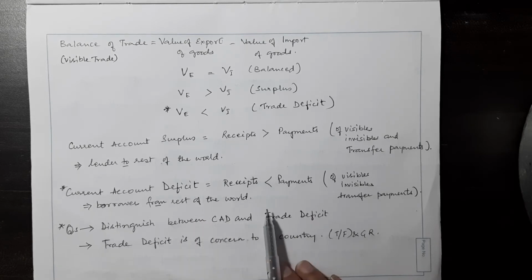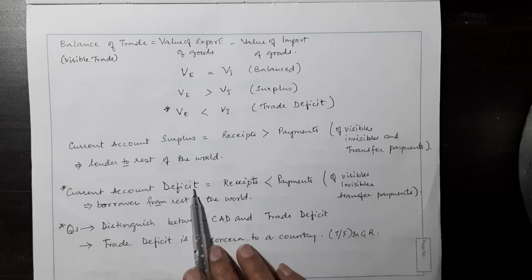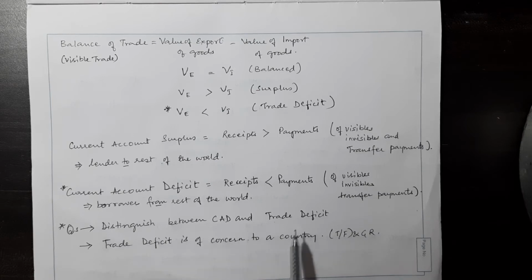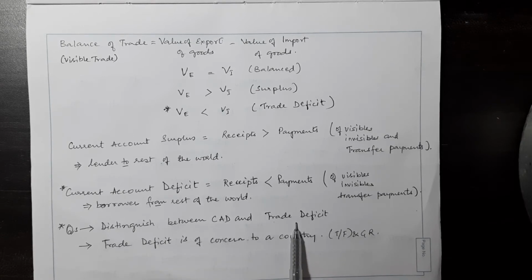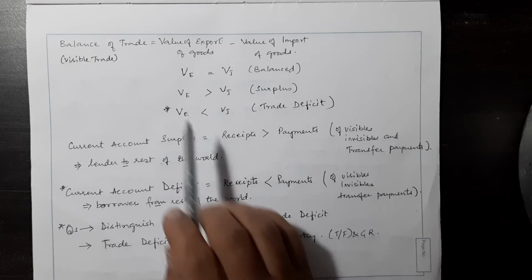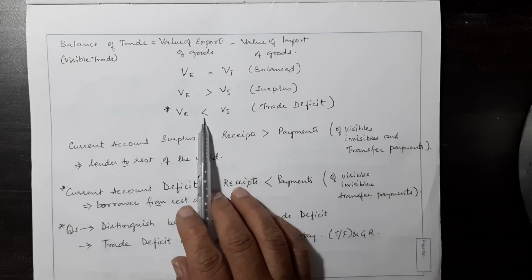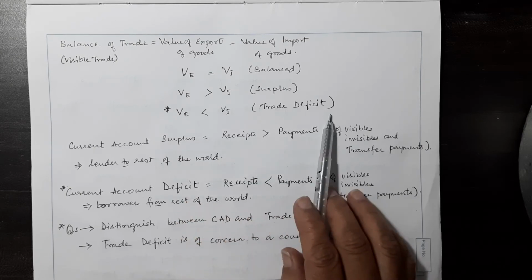Now the questions that are asked here based on the current account deficit are: distinguish between the current account deficit and trade deficit. See, trade means only goods. Okay, so trade deficit is a smaller concept when compared to the current account deficit. And trade deficit deals only with trade in goods. That means value of the exports is less than the value of the imports. Then it is called trade deficit.